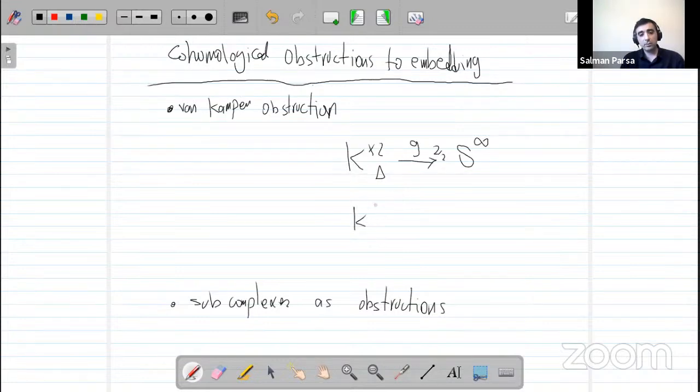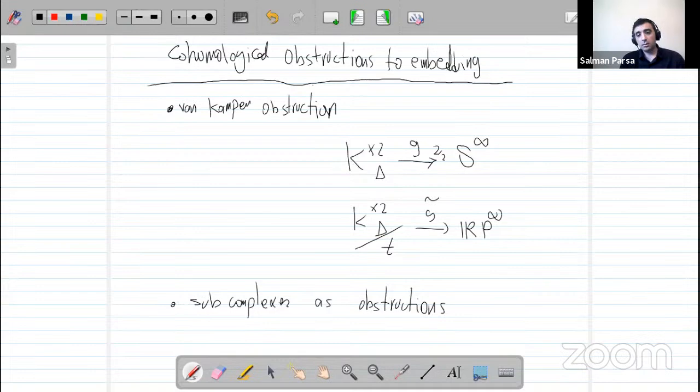And so there is some G, and because it's equivariant, we can take the quotient by this action, and this gives us some map into the infinite dimensional projective space.